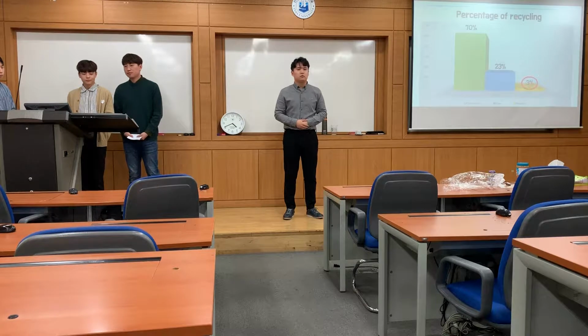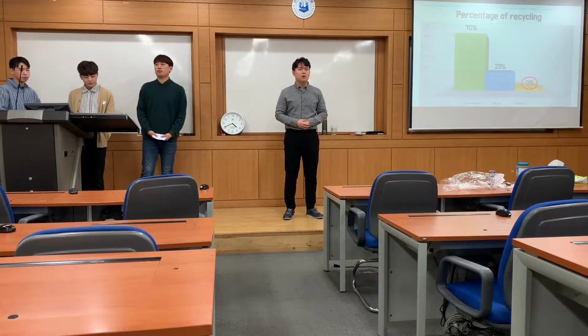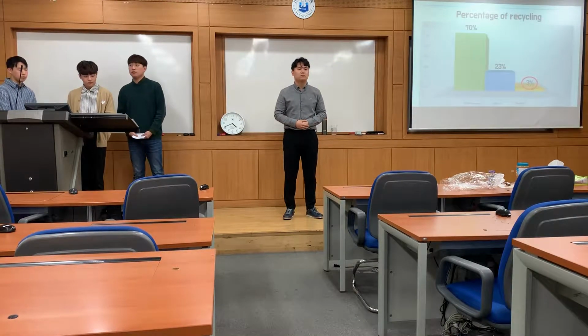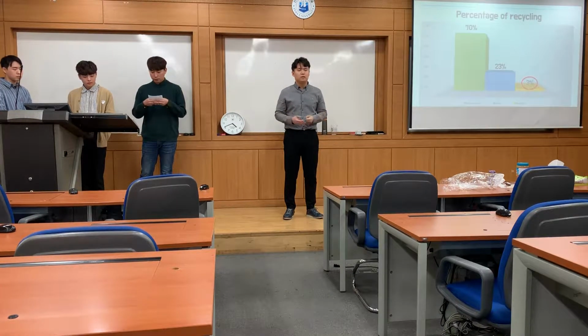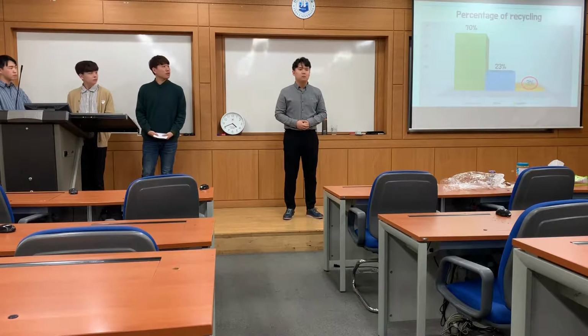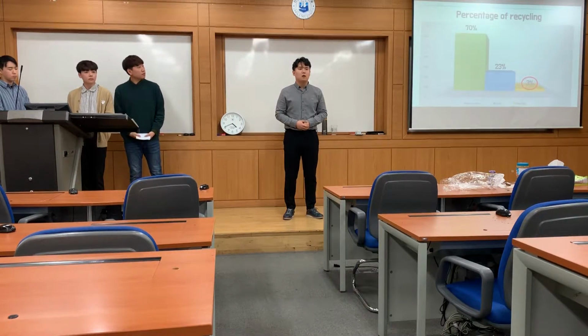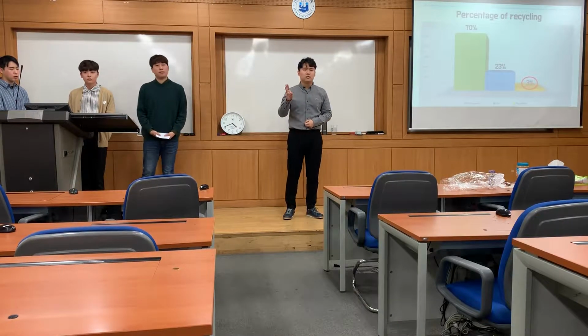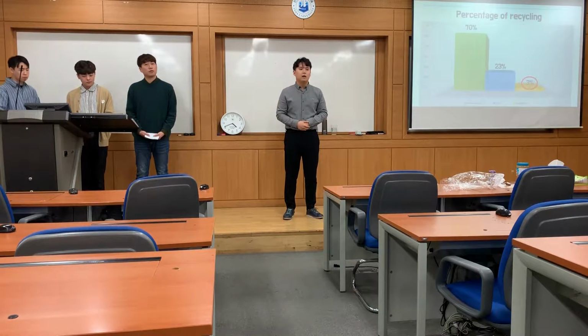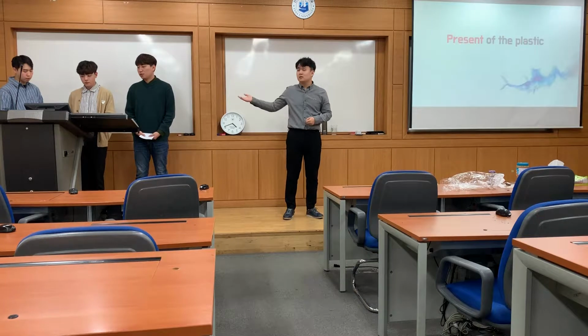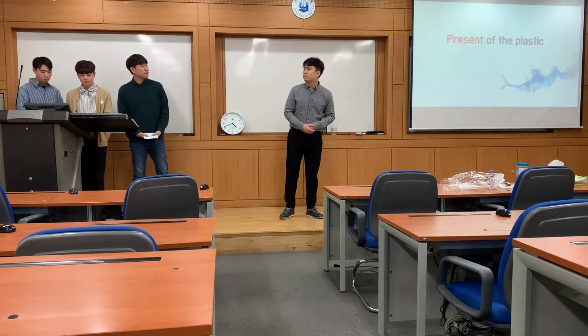This graphic shows the recycling rate per area of aluminum cans, glass bottles, and plastic bottles. The recycling rate of aluminum cans is 70%, glass bottles 23%, and plastic bottles only 3%. We have been producing plastic for a long time, and recycling started only about 20 years ago. So far, I have talked about the past of plastic. Now, Lucas will explain the present of plastic.